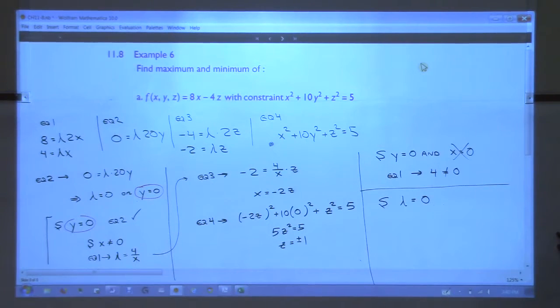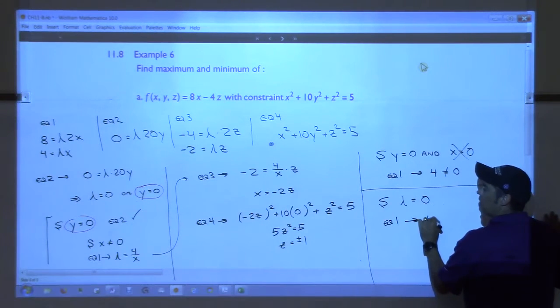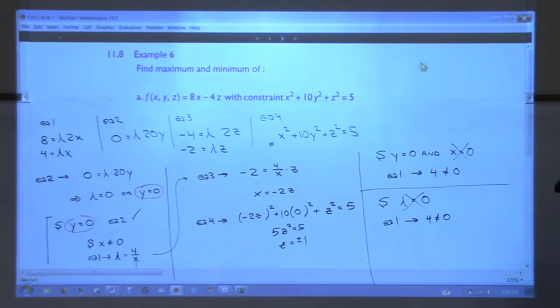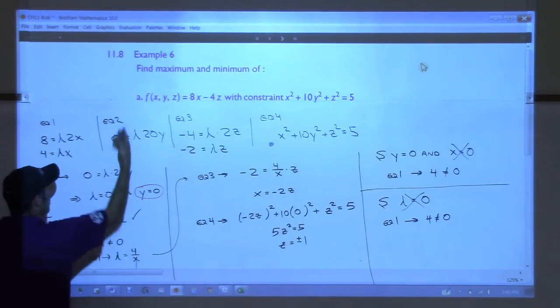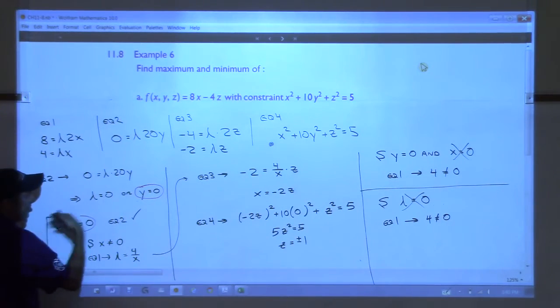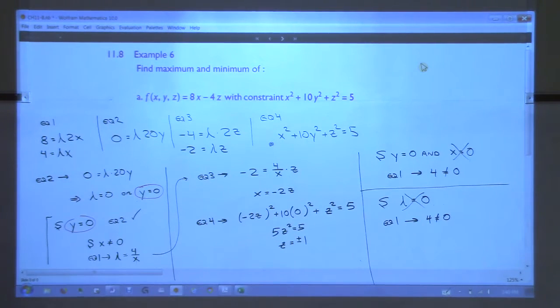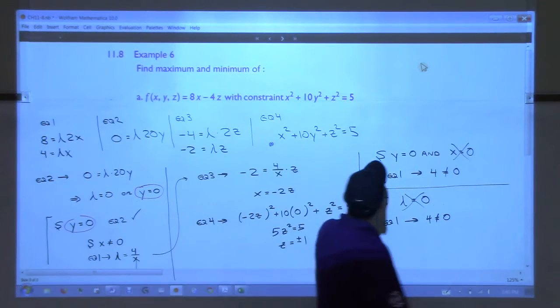What if lambda is 0? Equation 1's dead, right? We get the same thing, 4 is 0, so that can't happen. So we've looked at two possibilities that have to be true for equation 2 to hold, and in those, we've exhausted every possible scenario. And so there appears to be two things to look at. Now we need to look at them.